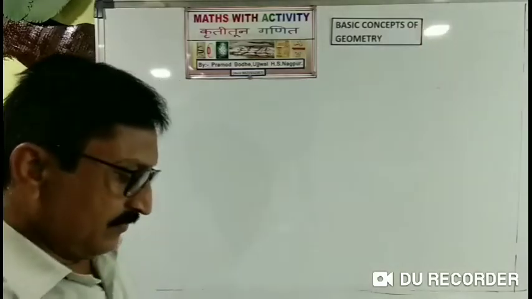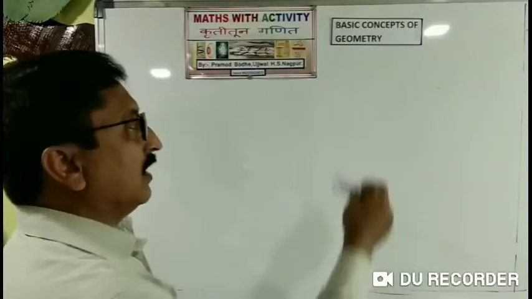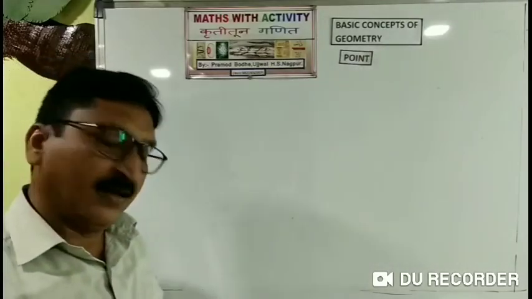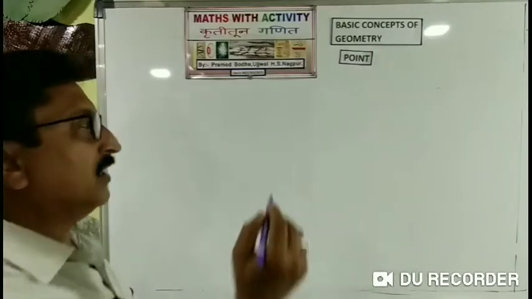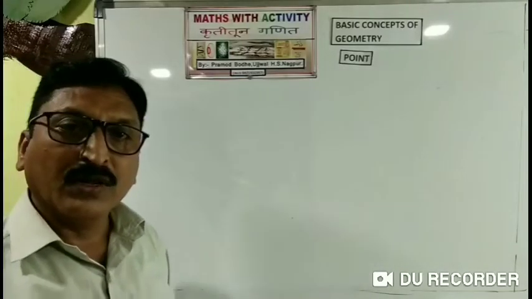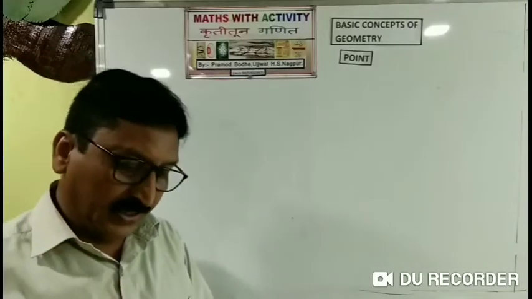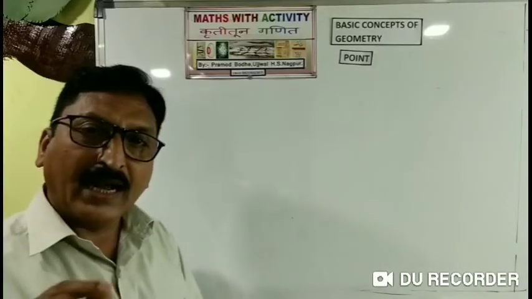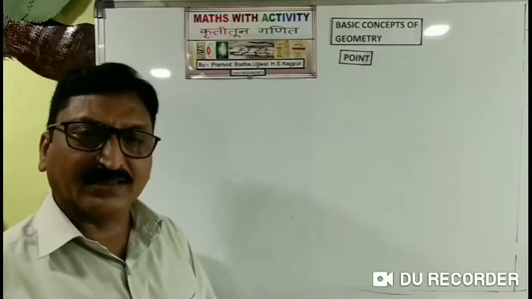In this topic, first we are going to study the point. What do you mean by point? A point is simply a dot made by a pen or a pencil on a book or a notebook, and that dot is said to be the point. Now there is a question: does the point have some shape or size?